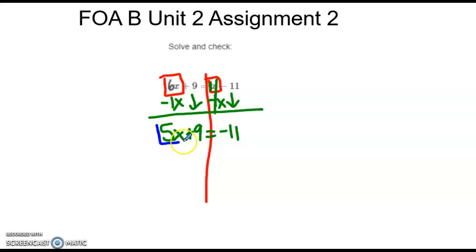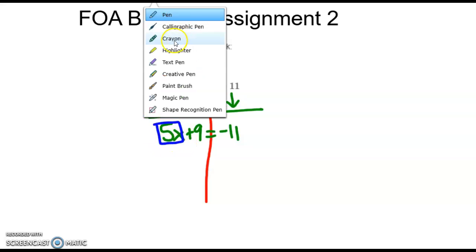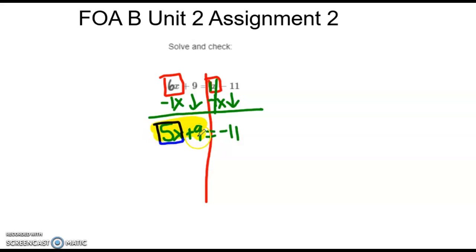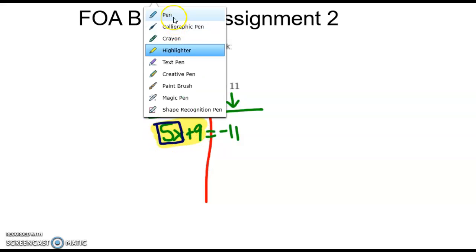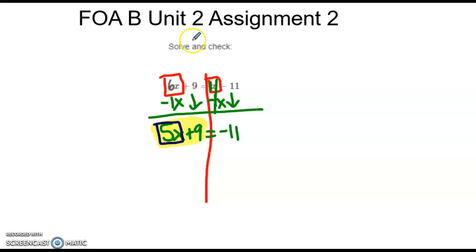Again, I'm going to box off my letter, and I'm going to look just on the side that has the letter and ask myself, what do I need to get rid of? Here I need to get rid of the positive 9. The opposite of adding 9 is subtracting 9, so I'm going to subtract 9 from each side. Negative 11 minus 9 is a negative 20.